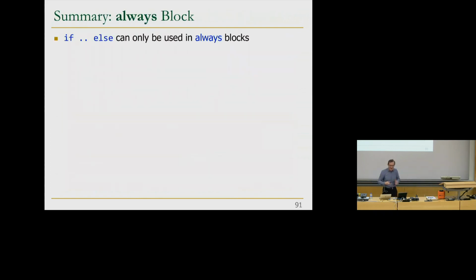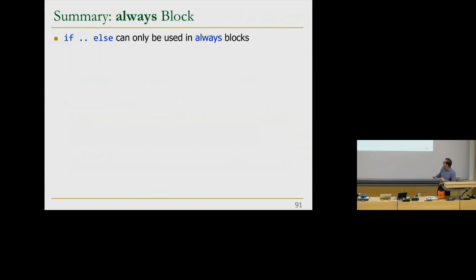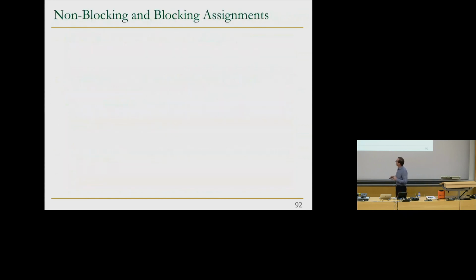So the summary: if-else can only be used in always blocks. So if you want to use if and else, you should use this. When do we use non-blocking statements? We'll get to that. And the always block is combinational. And you can use the casex statement to be able to check for don't cares. So if you go back over here, this is specifying don't cares, right? I don't care what the input value is other than these, then the output should be this.